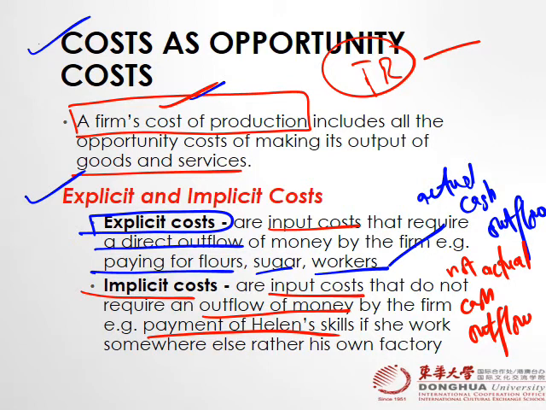So the example here is that if Helen wasn't opening her own cookie factory, rather she is working for another firm, and she would be earning a salary, so that lost salary would be implicit cost. Okay, and that would also be called opportunity cost.